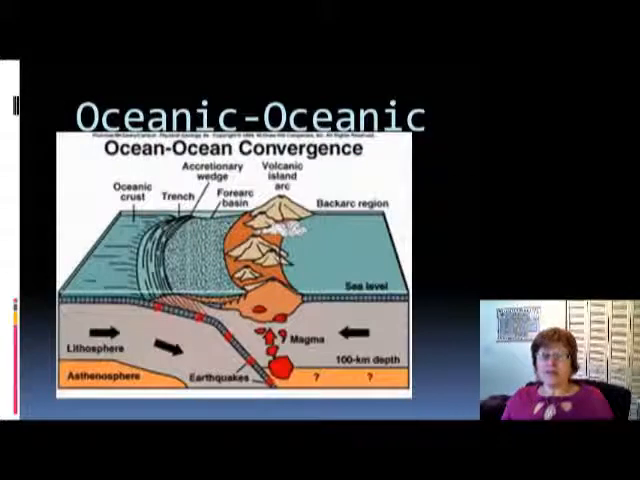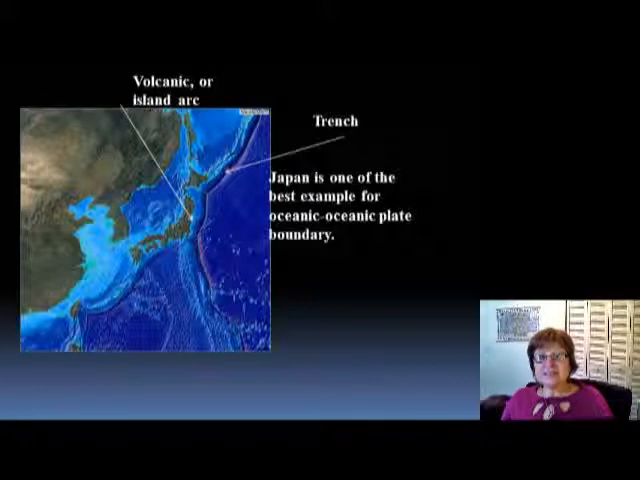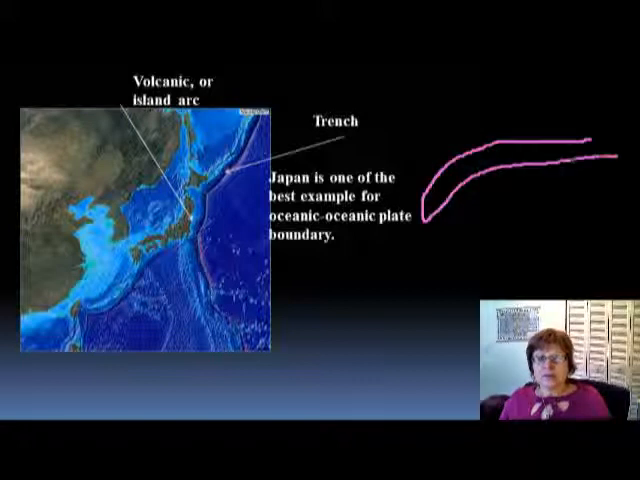And that's just a block diagram showing the exact same situation. This is oceanic-oceanic, and I told you that the best example for this is Japan. And here is the satellite picture for this typical thing too. When you have oceanic-oceanic, everything happens underwater. And remember, you have the oceanic plate going under another oceanic plate.